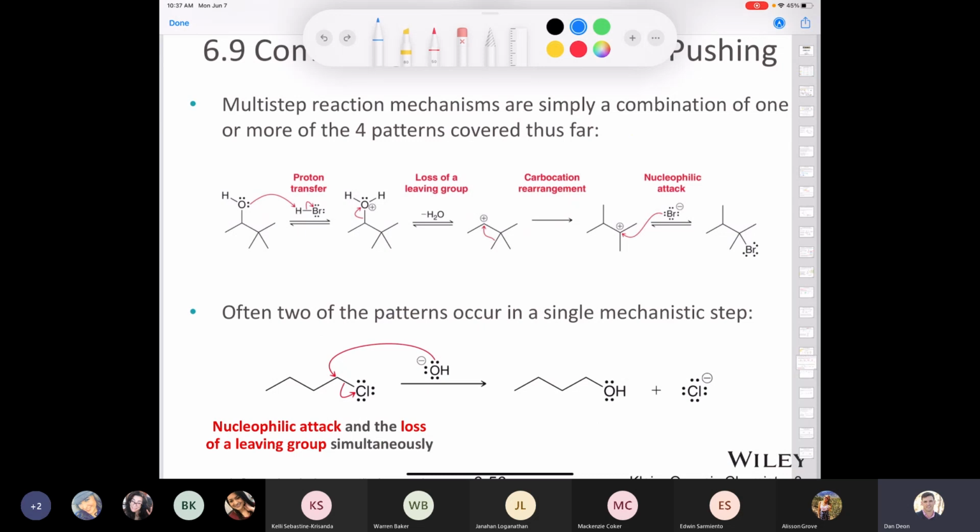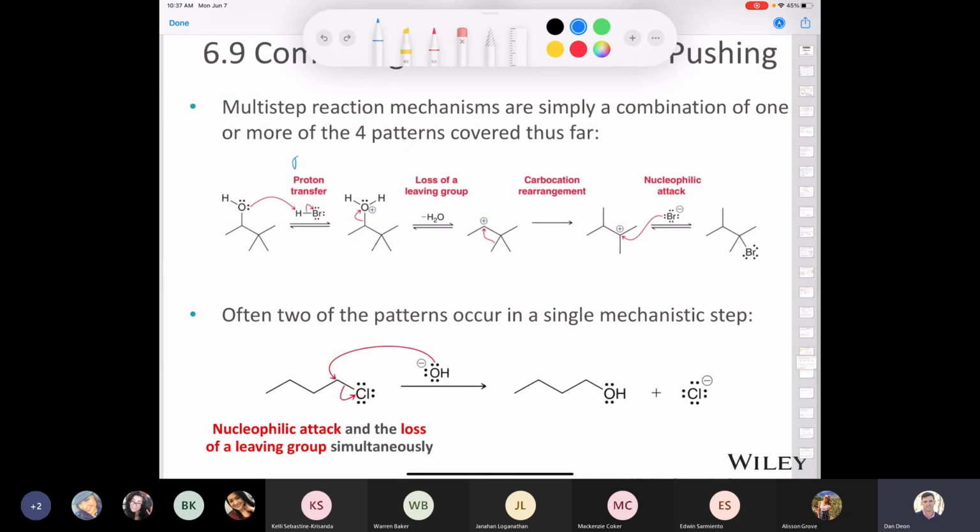For example, here we start out with a proton transfer. You can see that the hydroxyl is being protonated by HBr. Then we have a loss of a leaving group right here. We see we're losing water. Why would you lose water? Because water is the conjugate base of hydronium, which is a strong acid. It has a pKa of minus 1.7.